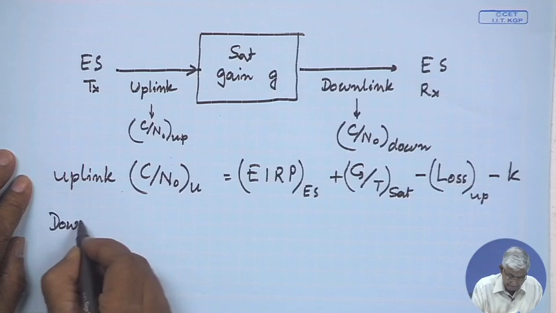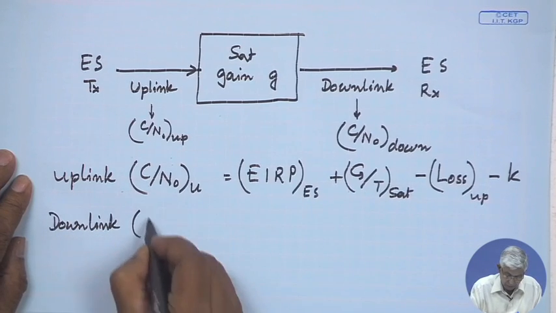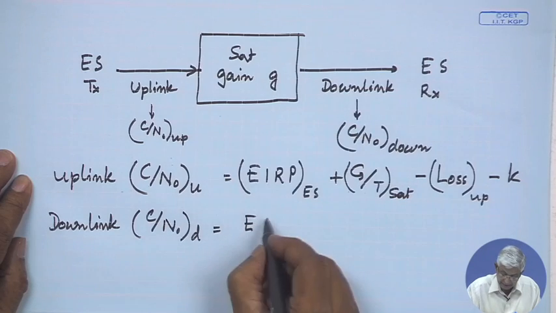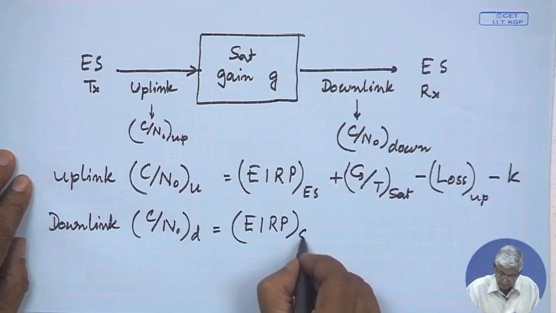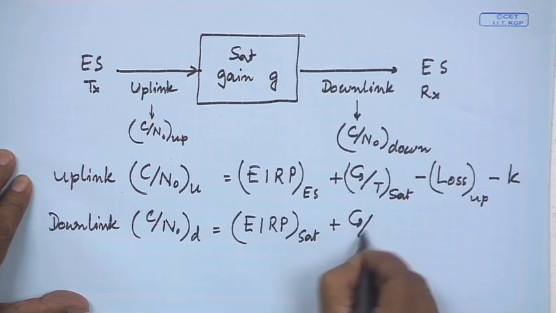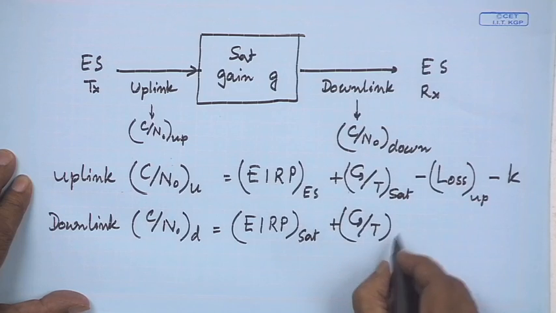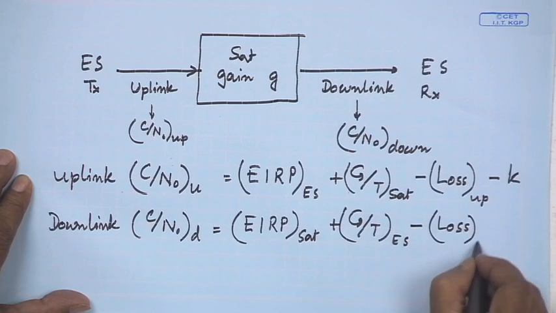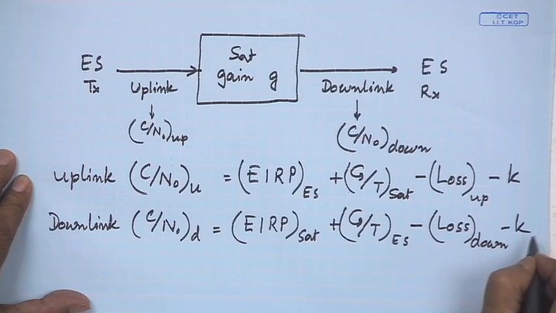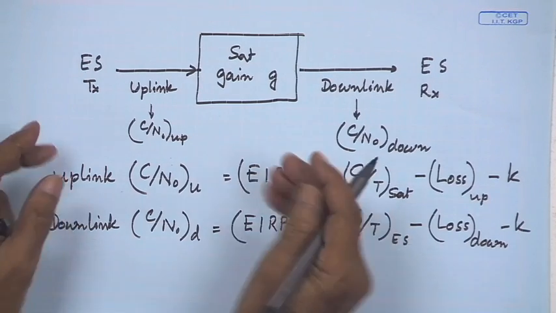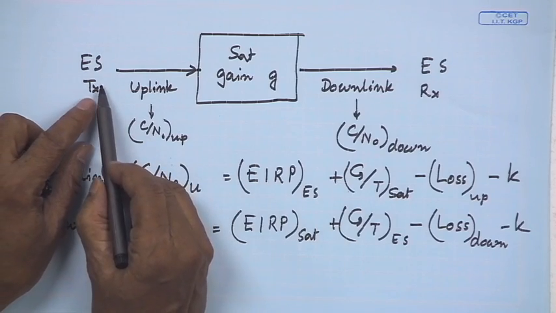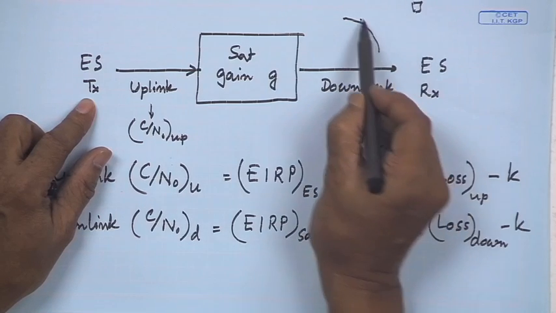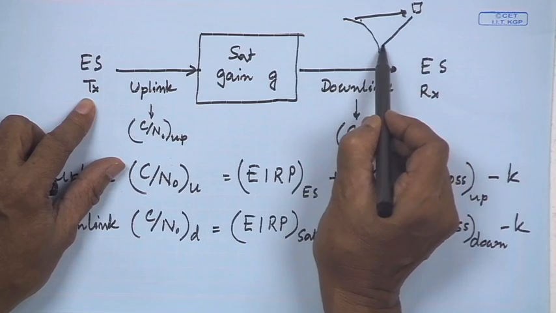Similarly, in the downlink path we have C by N naught downlink, which is the EIRP from the satellite plus G by T. Now, the earth station is receiving, so it is the G by T of the earth station, minus the loss in the downlink, minus Boltzmann's constant K. Now, say one earth station is transmitting from this part of the earth, there is a satellite here, and from here somebody is transmitting and here somebody is receiving.